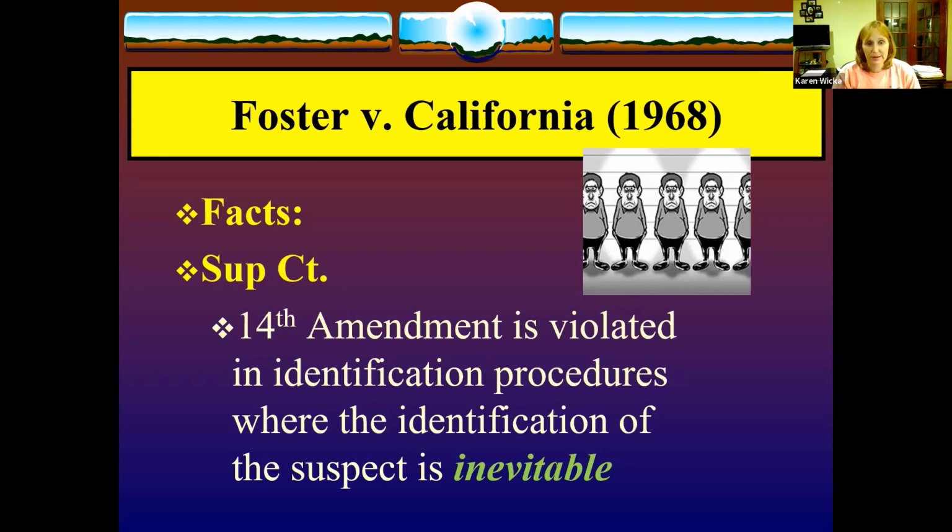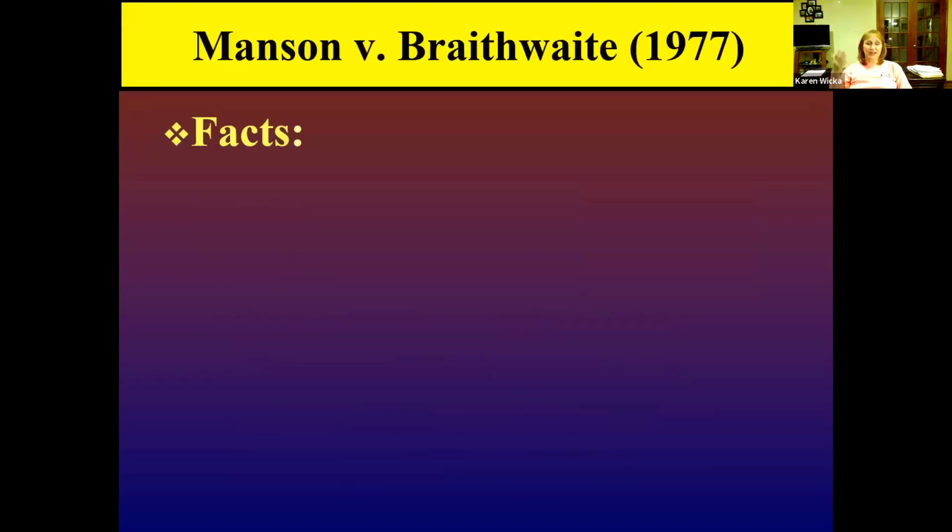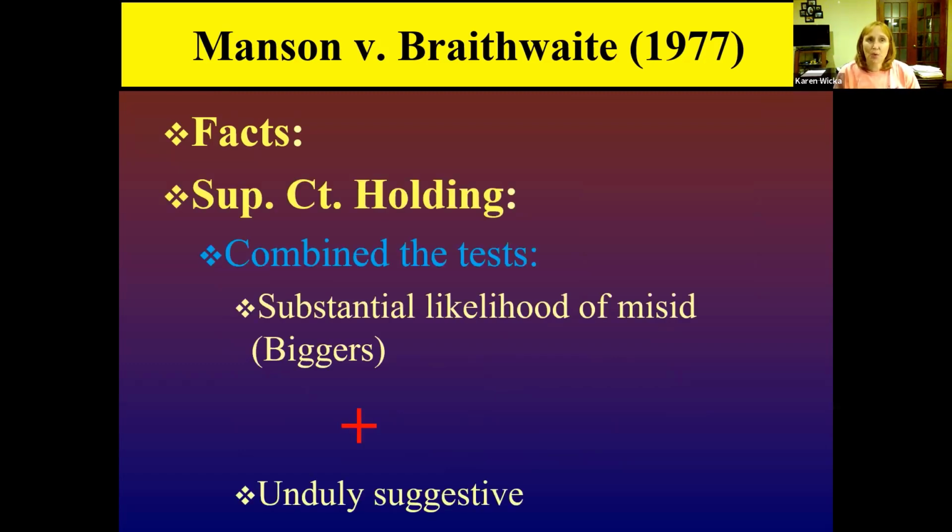So what ultimately occurred is that both of these things we talked about, reliability and suggestivity, were put together. There was a case called Manson versus Brathwaite. In Manson versus Brathwaite, the court said, when determining whether to allow a witness to talk about an eyewitness identification, you have to meet both of these tests. So first, the judge has to assess whether the person is reliable. And they're going to use the substantial likelihood of misidentification factors.